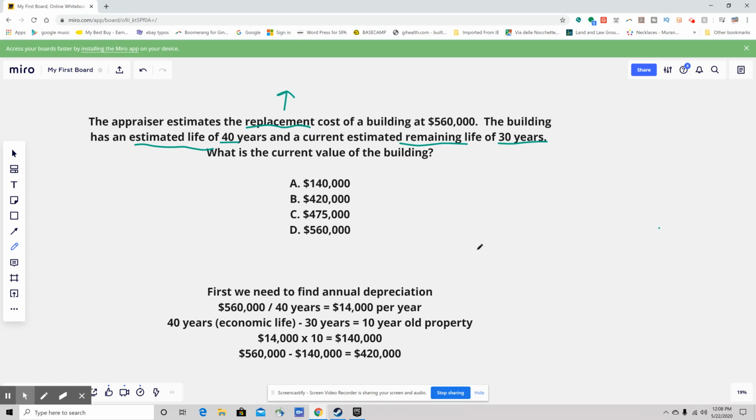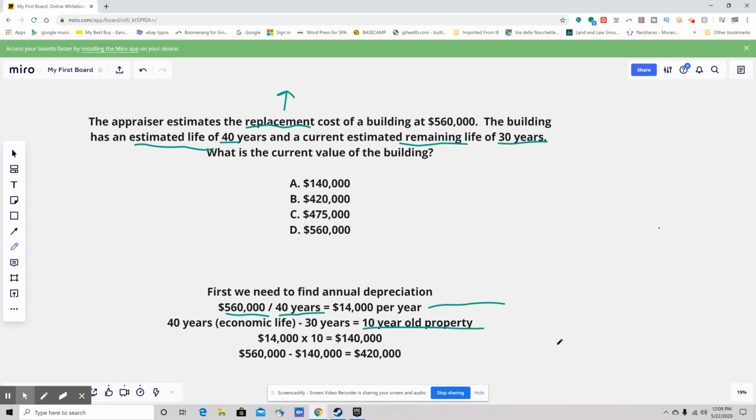In a straight line depreciation, whatever the economic life of that property is, it'll deplete itself down based on the replacement cost over that period of time. So we need to figure out what the depreciation is per year. We take the cost of the building, that's the replacement cost, and divide it by how many total years there are. We find out that it depreciates at a rate of 14,000 per year. We take the 40 years and subtract the 30 years remaining, and we get that it's a 10-year-old property.